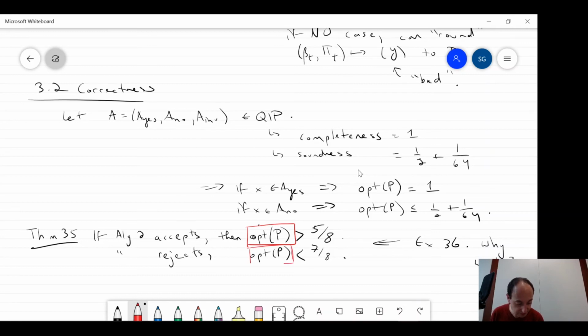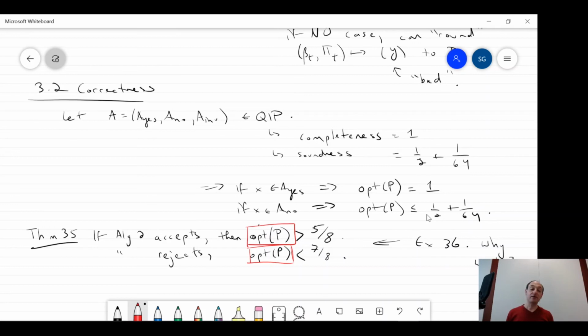Okay, so I had a slight moment of confusion there. You're really talking about the optimum value, not just some feasible solution. I'm not saying there exists a feasible solution with these values. I'm saying the optimal value for the SDP is at least this, which can only happen if the true value is 1, or it's at most this, which certainly would contradict the fact that the optimum value is really 1. So you must be in the no case. Good. Maybe I should have paused the video and thought about it.